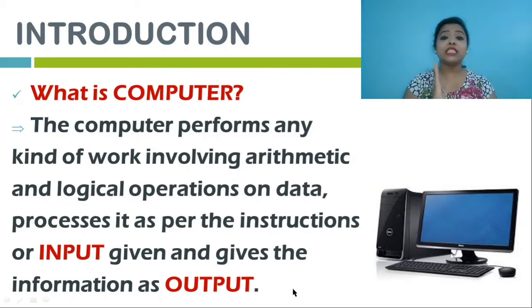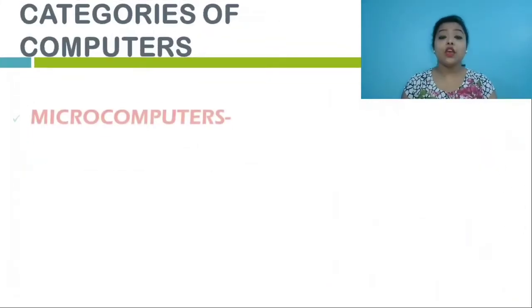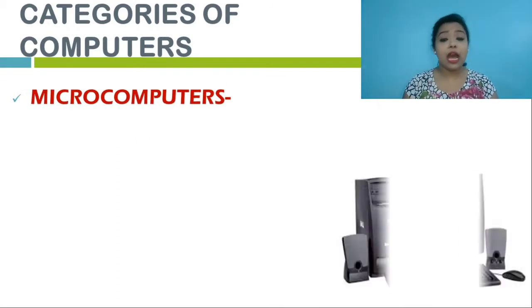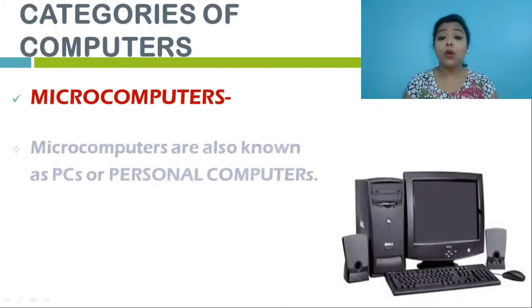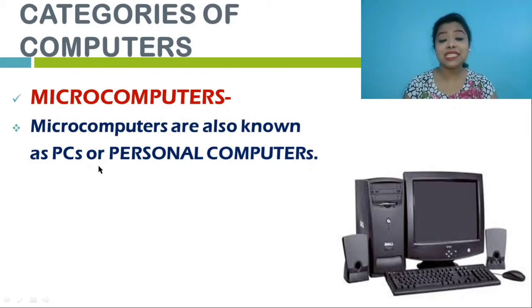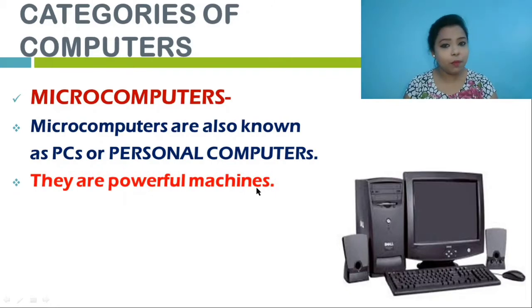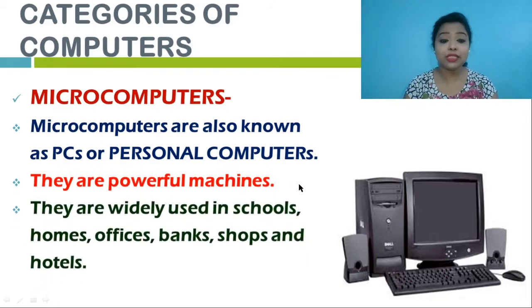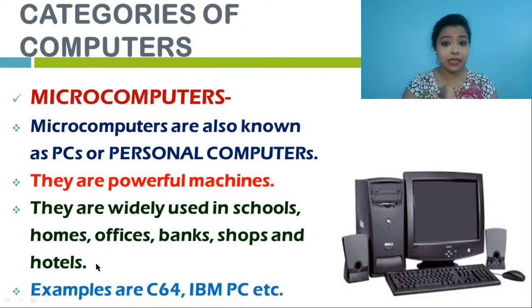So what are the categories of that computer? Let's move on to that part. So the first one is microcomputers. This is how it will look like. So microcomputers are also known as PCs or personal computers. So basically the personal computer or PC is also called microcomputer. And these are very powerful machines, and these are widely used in schools, homes, offices, banks, shops and hotels. So basically we use microcomputer for our daily work. Okay. Now, there are some examples. So, examples are C64, IBM PC. These are the popular example of microcomputer.